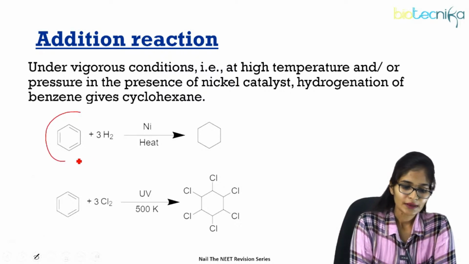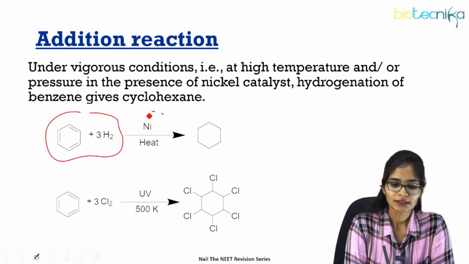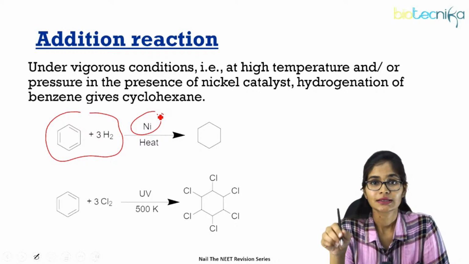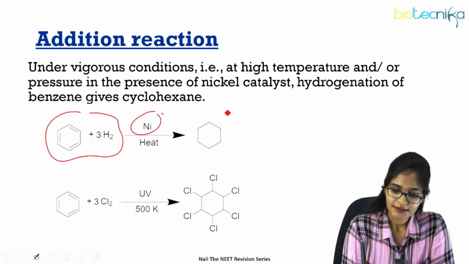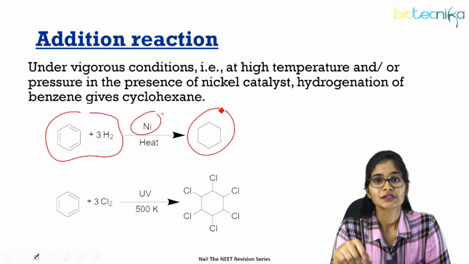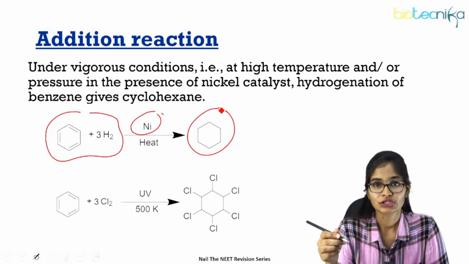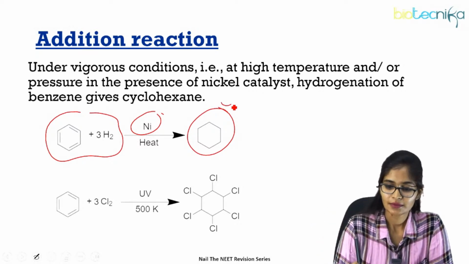So whenever you have benzene and you are treating with nickel, which is mainly a hydrogenating agent, here in the presence of nickel, it is giving me cyclohexane. So this is the complete hydrogenation process.